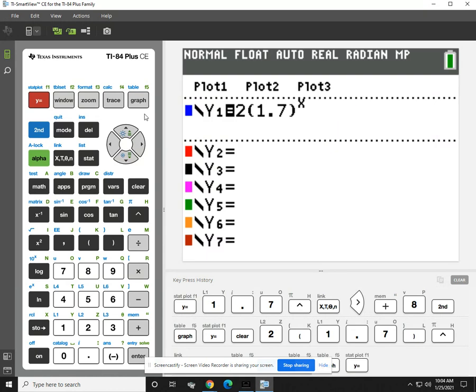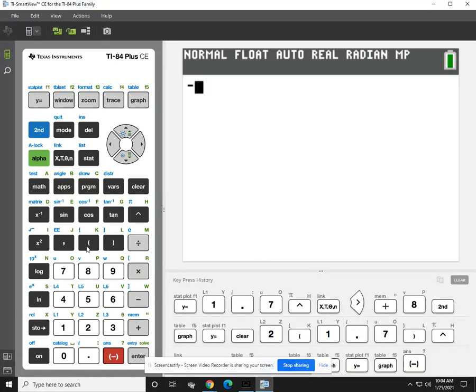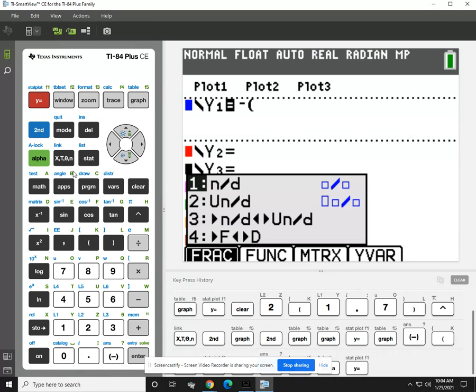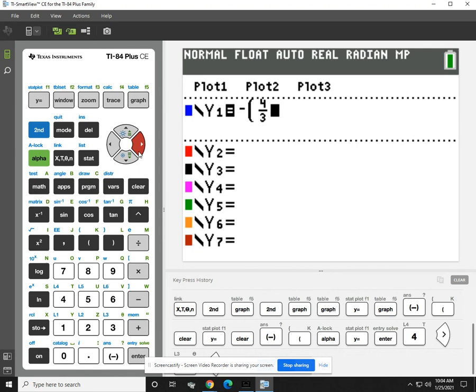So I would just go over here to y equals. I would type the first one in. You got negative, open parentheses. Oops, go to y equals. Clear it. Negative, open parentheses. I'm going to use alpha y equals number 1 to do 4/3. Close parentheses. Raised to the x plus 2. And then down below, plus 7.